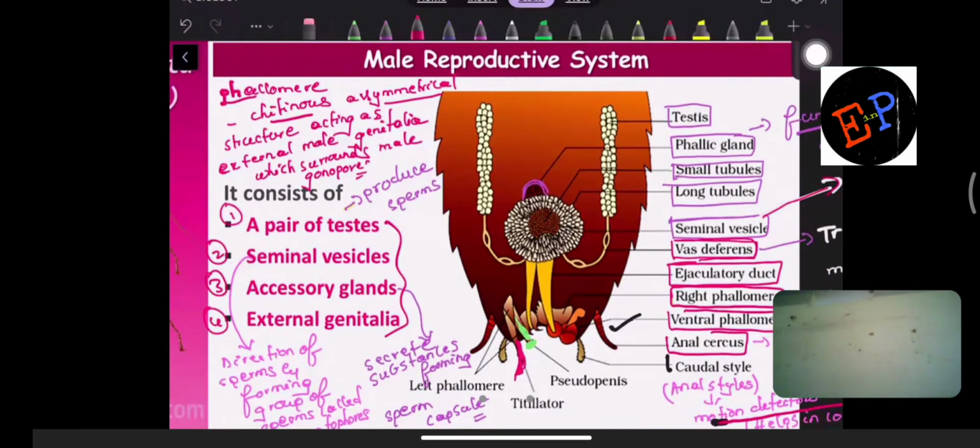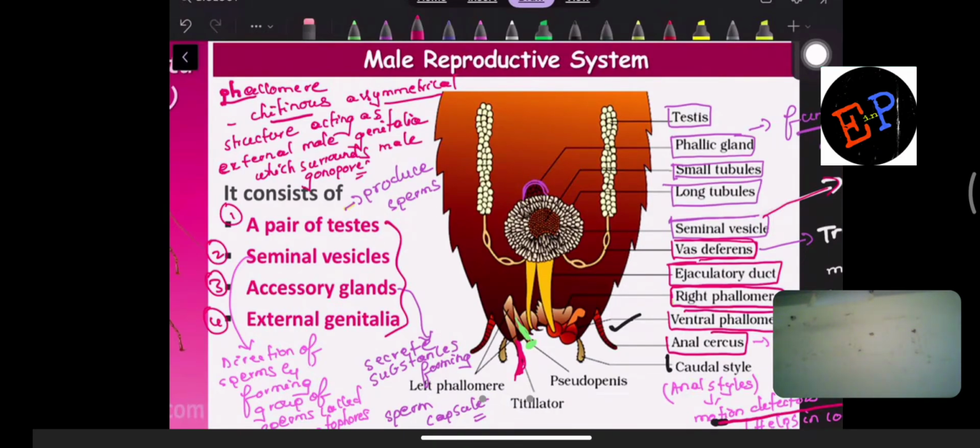Seminal vesicles already we have studied. They are responsible for what? They are responsible for maintaining the direction of the sperms and forming groups of sperms called spermatophores. What is this group of sperms called? Spermatophores. In the case of other organisms, sperms are independent. They are not grouped together. But in the case of cockroach, spermatophores are present, which is a group of sperms. Clear? Next we have accessory glands.